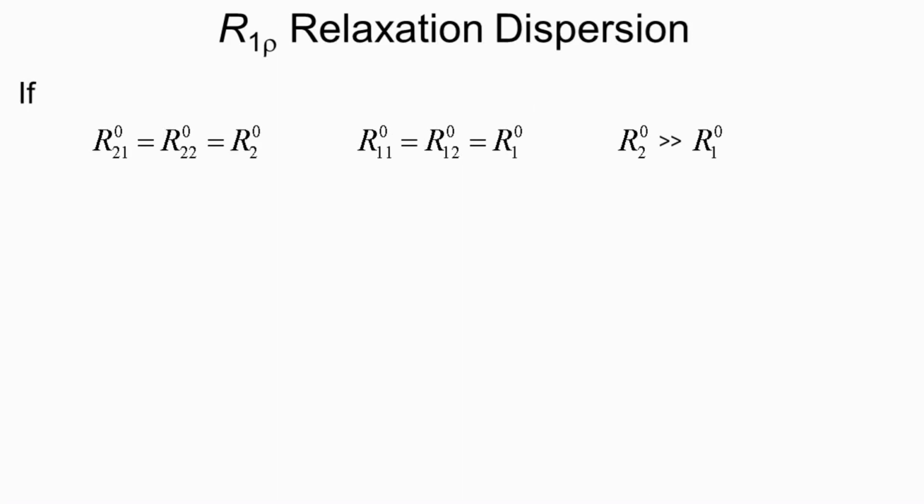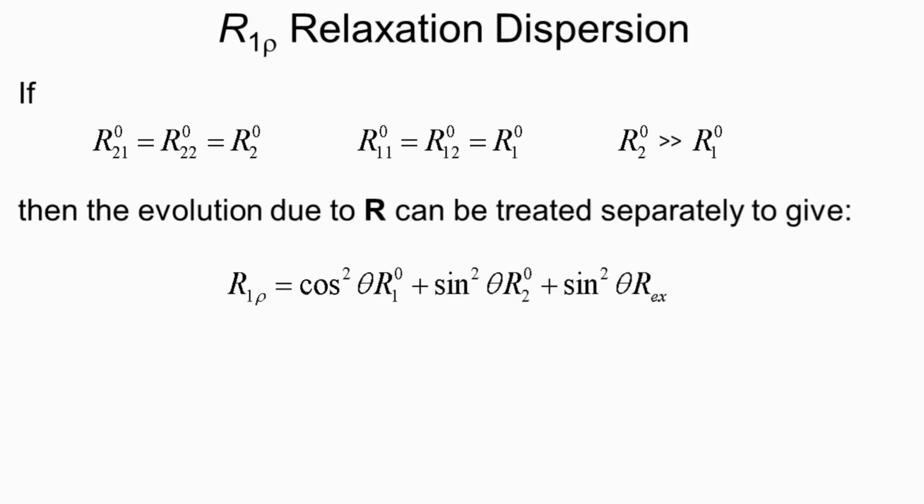Now, things can be somewhat simpler. If the relaxation rate constants between the different sites don't differ too much from each other, then the relaxation from the other processes, diffusion type processes, can be treated separately, so we get a projection of the R1s and R2s into the tilted frame, so that the R1 knots and R2 knots can be separated from the exchange contribution. That's then shown here.